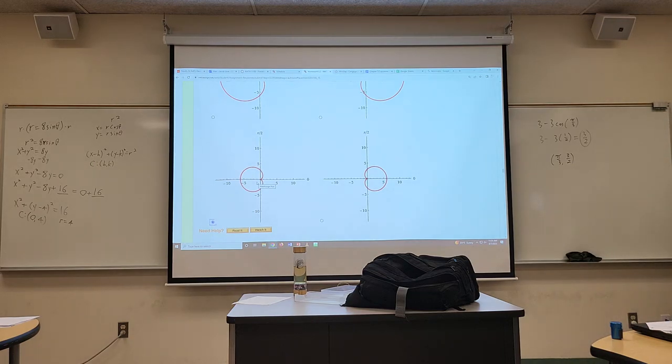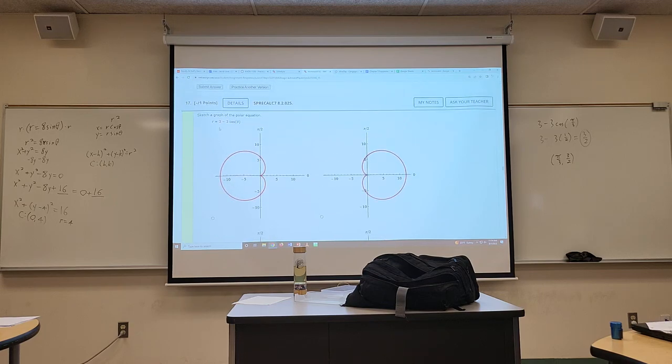Yeah, can you also determine the orientation of the graph by the sign of the r? Because r is negative 3 over 2, right? In this case, it's positive.